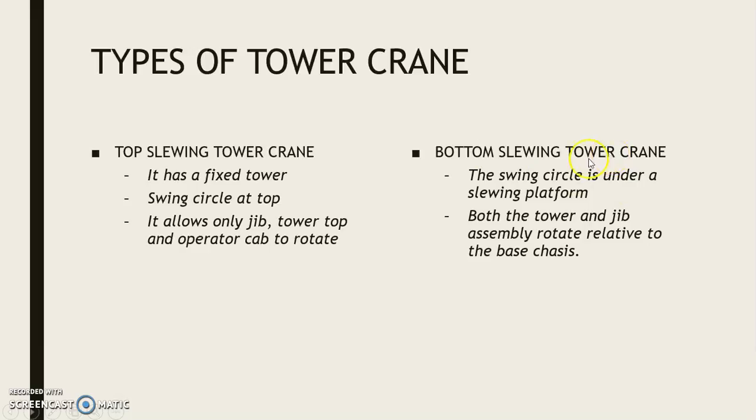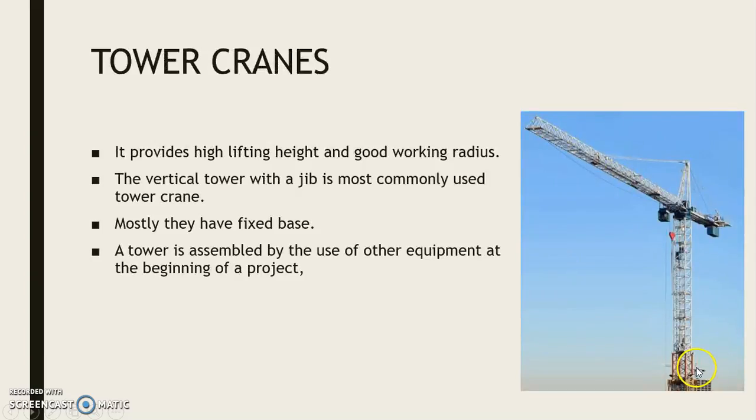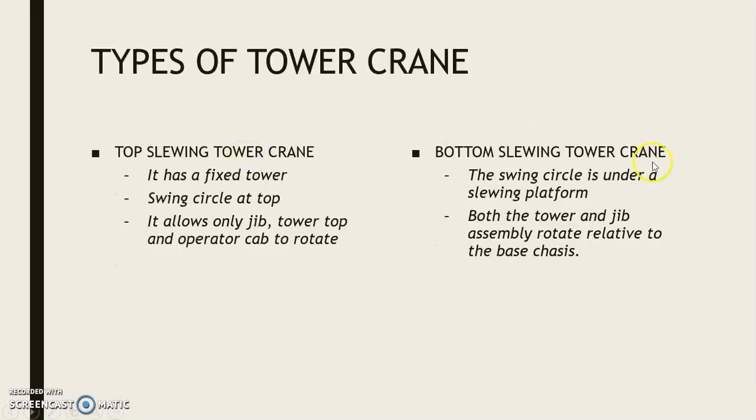In a bottom slewing tower crane, the swing circle is under a slewing platform. Both tower and jib assembly rotate relative to the base chassis. So your tower crane will move from the basement. So both tower and jib will move through 360 degrees. So this is the basic difference between a top slewing tower crane and a bottom slewing tower crane. The choice depends on the purpose of the work and the site conditions. So both can be chosen depending upon your work.